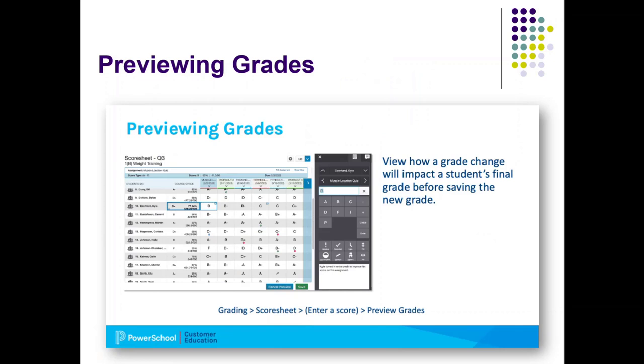Previewing grades. If you want to view how a grade change will impact a student's final grade before saving the new grade, you can go to the left navigation pane, go to grading, click score sheet, enter score, and then preview grades. And then when you preview the grade, you can see what it's going to look like, right? And then you can cancel the preview or save it if that's what you're doing. But that's how you do the preview grades.